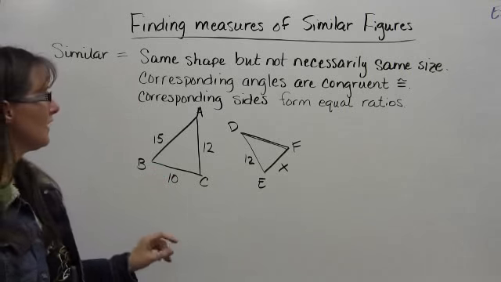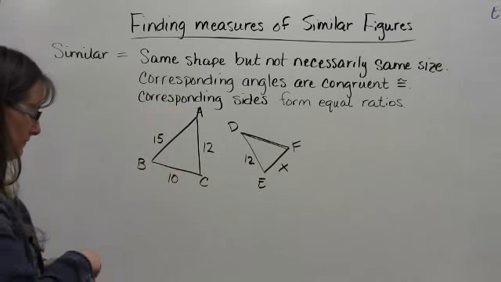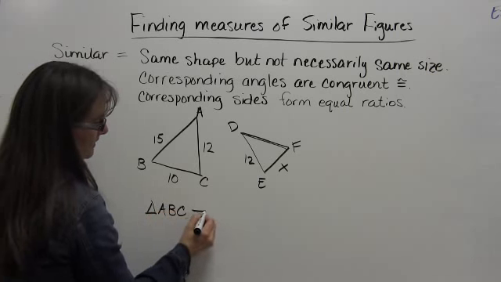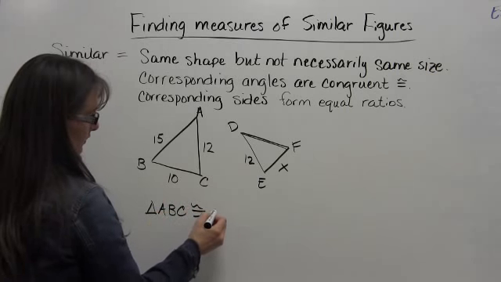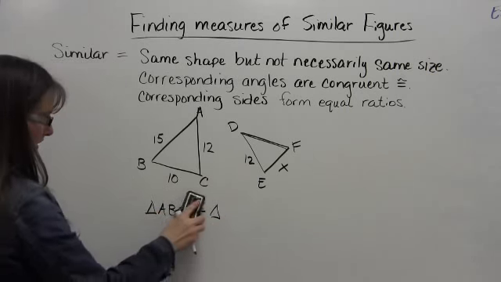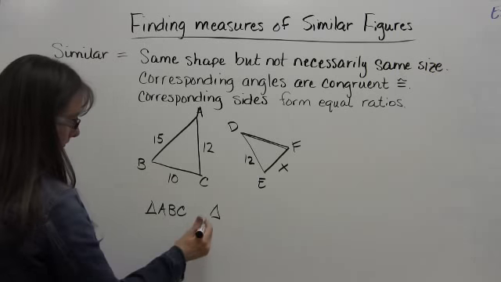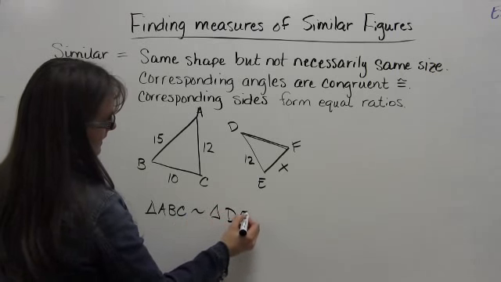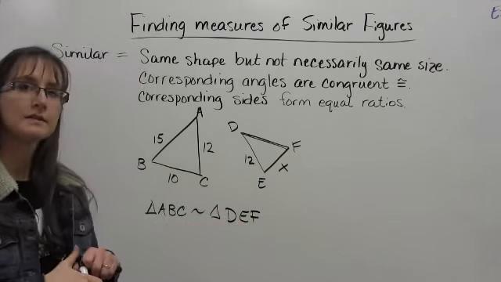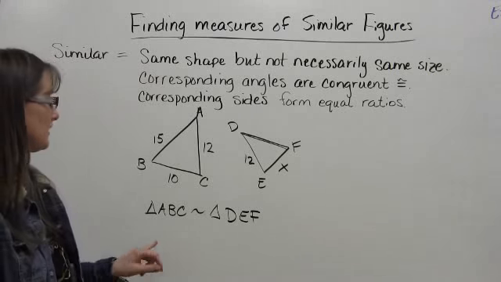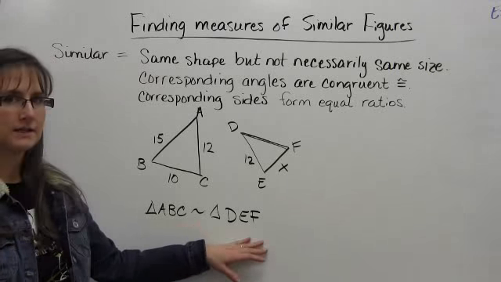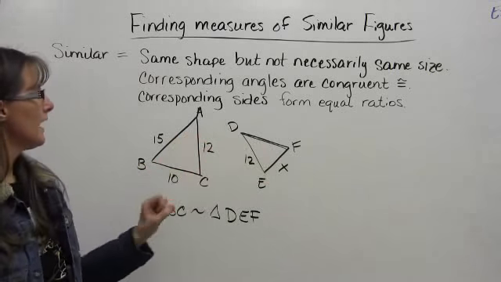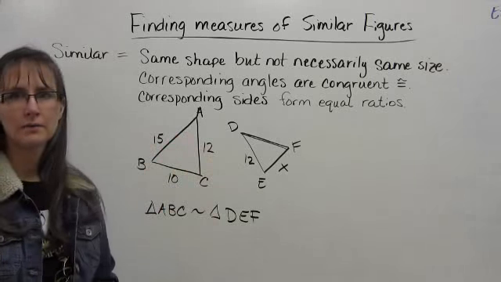I'm telling you that triangle ABC is similar to triangle DEF. Since I'm telling you that triangle ABC is similar to triangle DEF, I know that my angles are the same and that my sides are proportional.